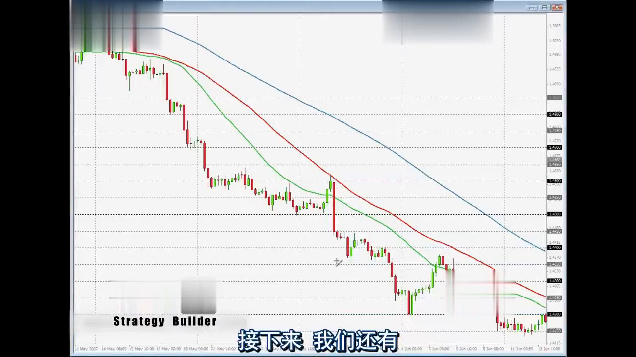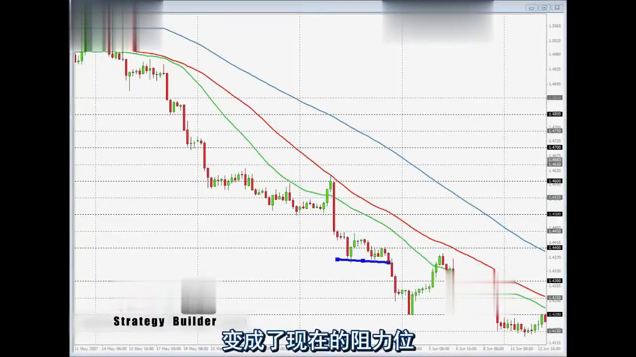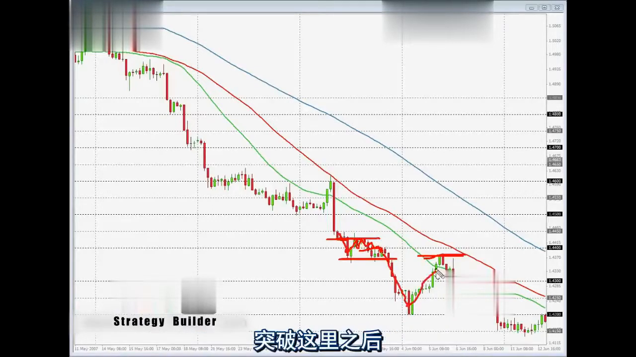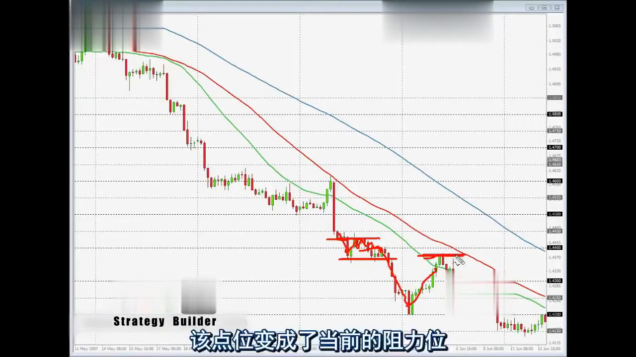Furthermore, what we have is these previous levels of support, now turned into resistance. Previous support, price found support at this level. You see this area of congestion. Once broken and retraced, it found resistance at the previous level.